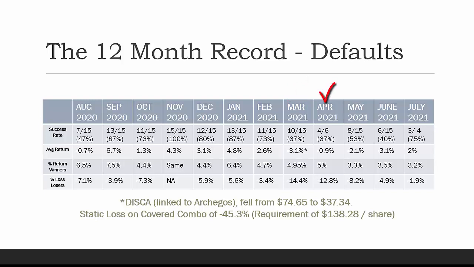April, 67% success rate, a total loss of 0.9% on the portfolio if all 6 trades were open. May of 2021, a 53% success rate, minus 2.1% loss on the total portfolio. June, 40% success rate, a loss of minus 3.1%, with the average loss on the losers 4.9%. And July of 2021 to August expiration, 75% success rate, average return on the winners of 3.2%, and an average loss on the losers of only 1.9%.